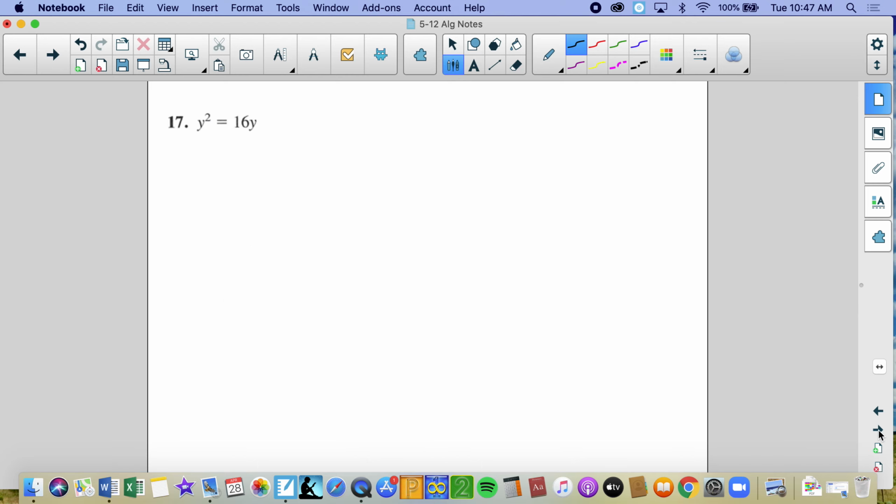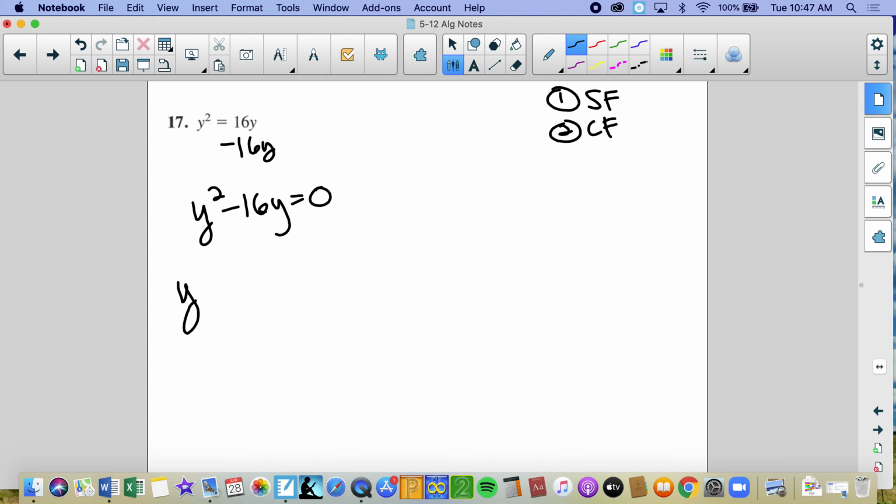Now, look at that one. So first thing we need to see is, is it equal to 0? Nope. So let's set it equal to 0. Now, remember, standard form, common factor. Is there a common factor? Yeah, there is a common factor of y. So if we factor that out, and now we're done.